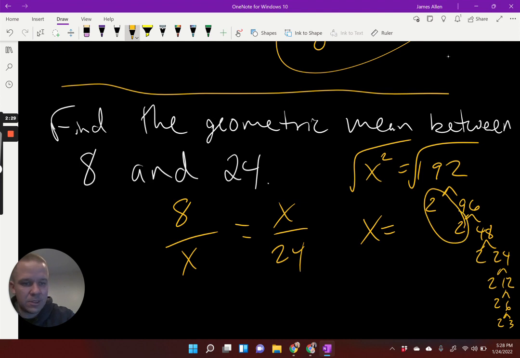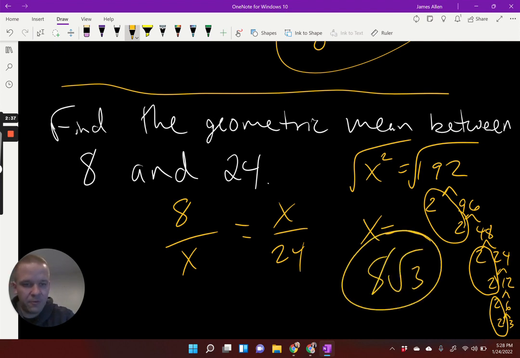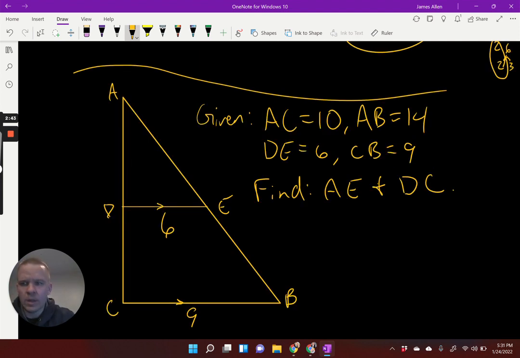So I've got a pair of 2s. That's 2 times 2 times 2. So 2 times 2 times 2 is 8 root 3. That would be my final answer there. Woo! Good stuff. All right, time for a little solving here.